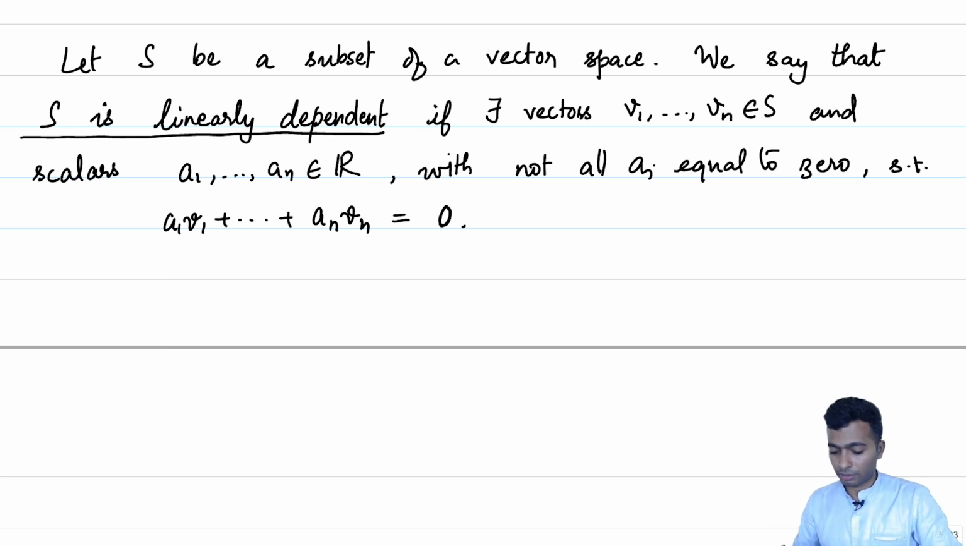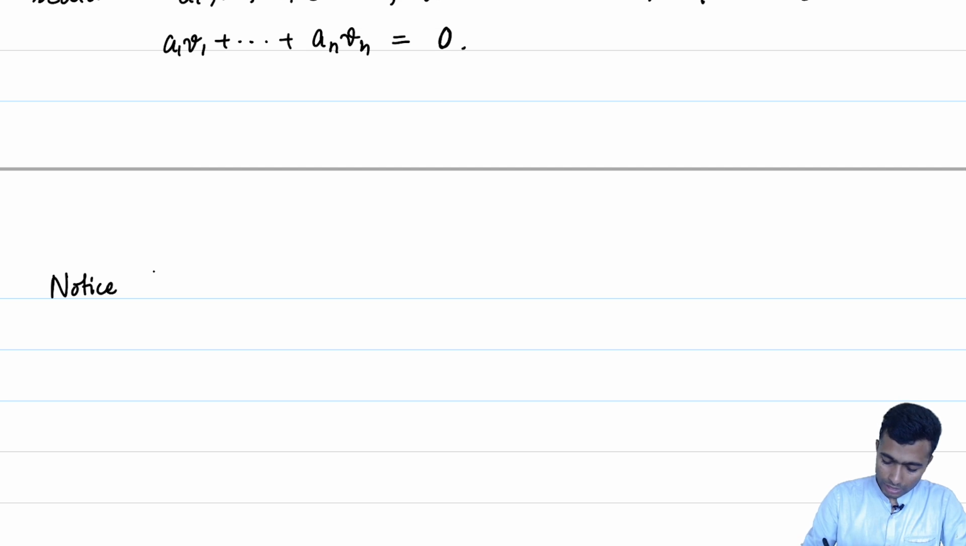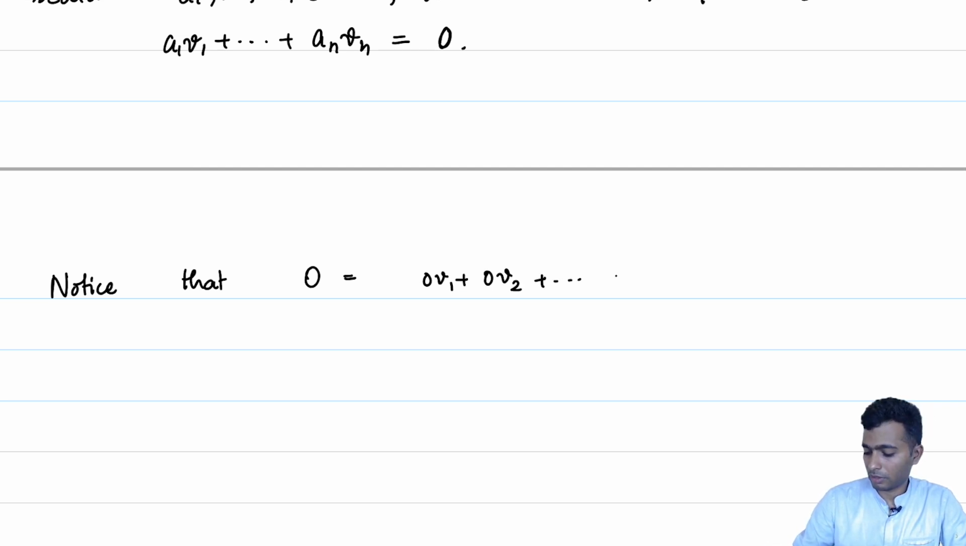So, notice that 0 is always a linear combination of a finite set of vectors. Notice that 0 is always equal to 0 times V1 plus 0 times V2 plus dot dot dot 0 times Vn, for any V1, V2, up to Vn, because the scalar 0 times any vector is the 0 vector, and if you add the 0 vectors it will give you back 0.